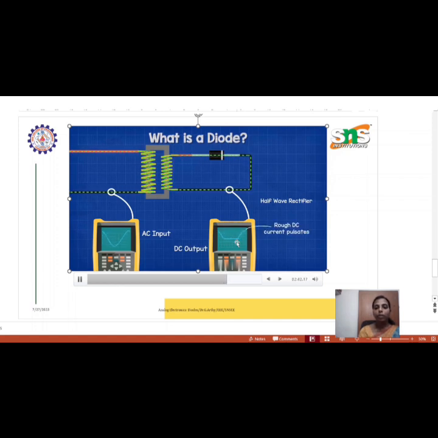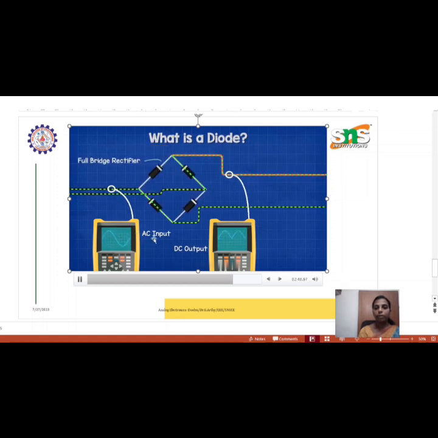And when it comes to a full wave rectifier, we use 4 diodes. It is also known as a bridge rectifier, where both the positive as well as the negative half cycles are converted to output. So the efficiency of this will be very high when compared to that of a half wave rectifier. So this is all about diodes.